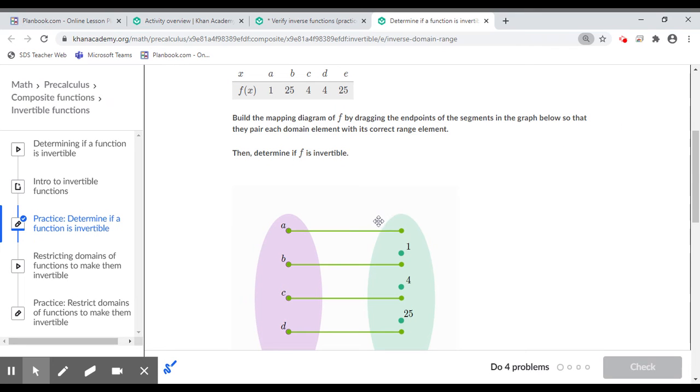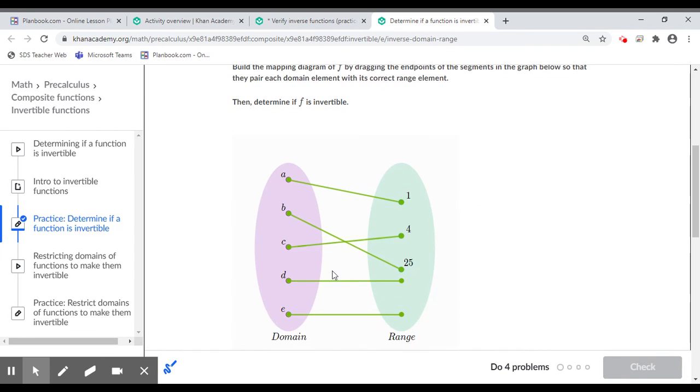Let me zoom out here a little bit. So A goes to 1. B goes to 25. I'm just reading the table. C goes to 4. D goes to 4. And E goes to 25.